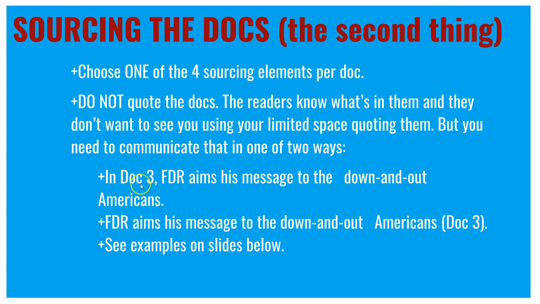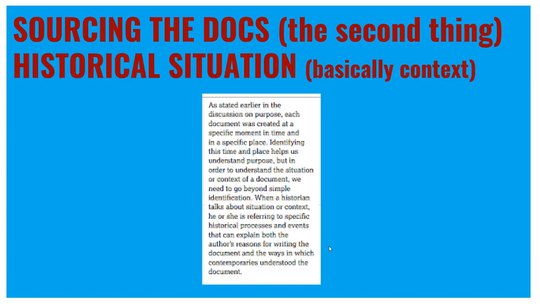There are two ways that you can do this. You can do it by putting the document in the text, like this example in Doc 3: FDR aims his message to the down and out Americans. This is for a different DBQ, not for this one. Here's another way to do that: FDR aims his message to down and out Americans. So this writer is making the same point, but they're just referencing the document in two different ways. You can embed it in the text here, or you can put it in parentheses. There are examples below so that you can just see how it's done.